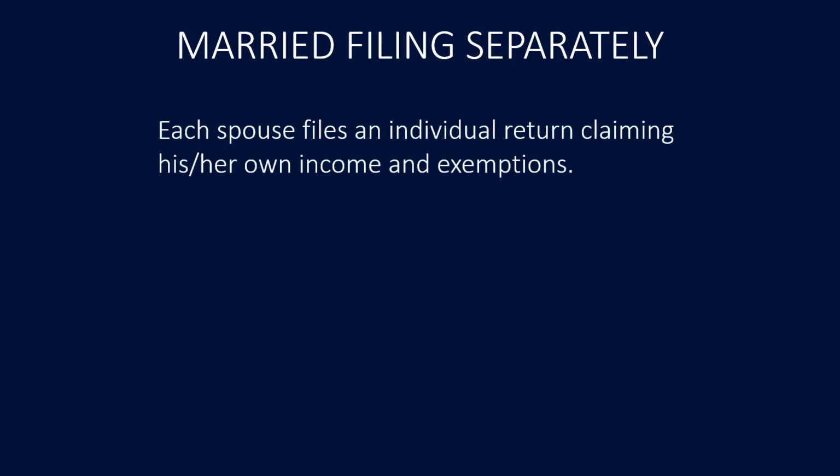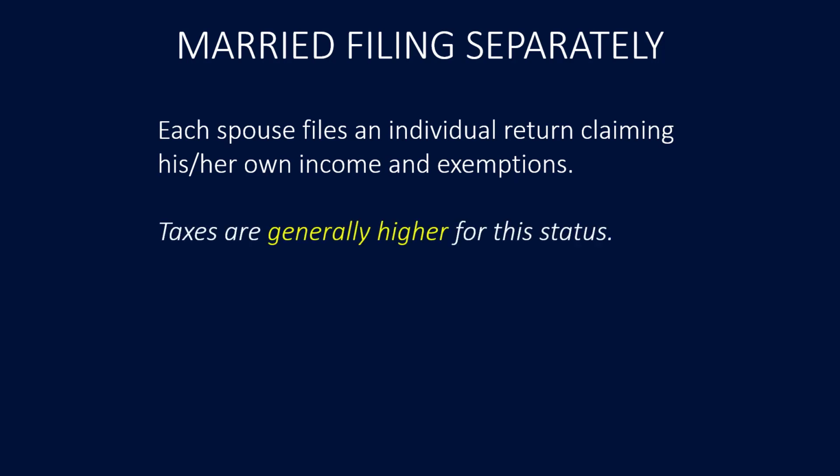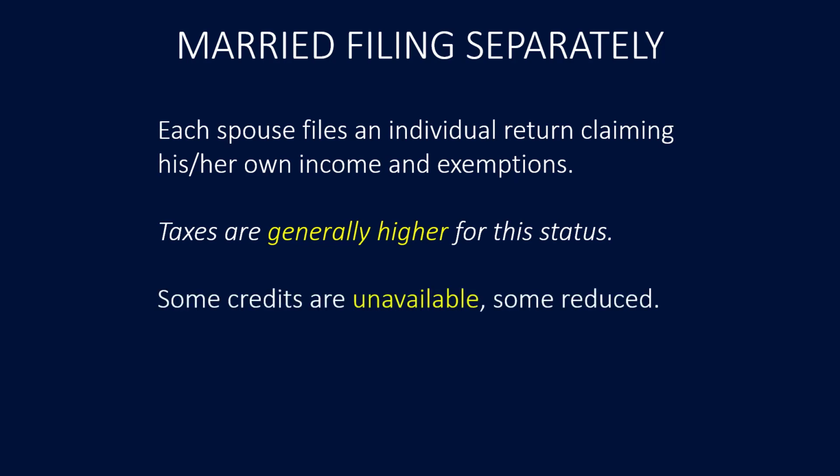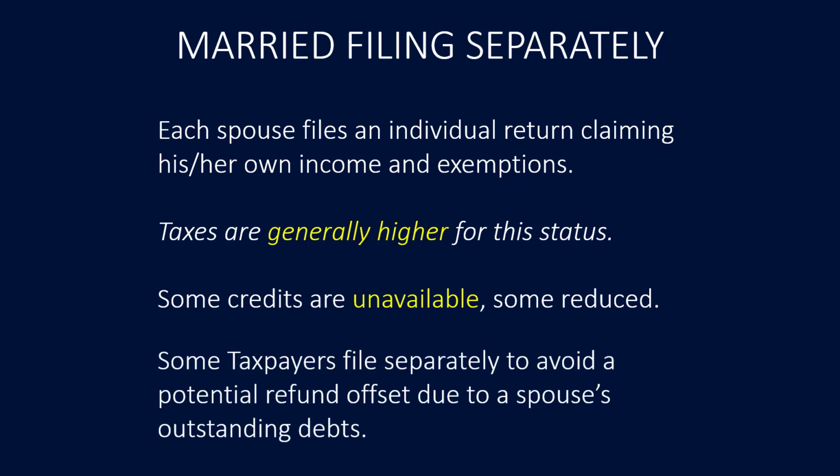Now let's look at married filing separately. In this case, each spouse files an individual return claiming his or her own income and exemptions. Taxes are generally higher for this filing status. Some credits are unavailable, some credits are reduced. Some taxpayers file separately in order to avoid a potential refund offset due to a spouse's outstanding debts or bad behavior.